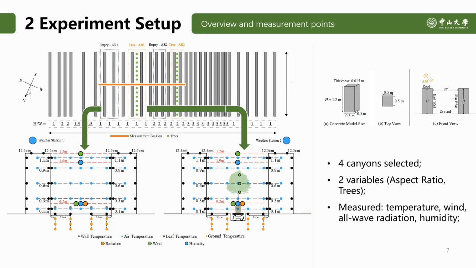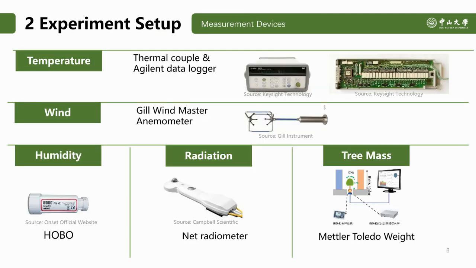In this experiment, we selected four target street canyons, two with trees and two without trees, and we considered two different urban morphologies, aspect ratio 1 and aspect ratio 2. Aspect ratio refers to the ratio of building height to street width. Furthermore, the canyon surface and air temperatures, wind velocity, incoming shortwave and longwave radiation, and humidity were measured in the center plane of both street canyons.